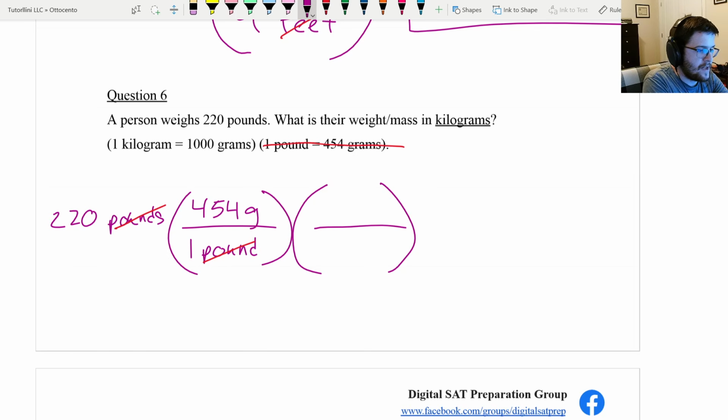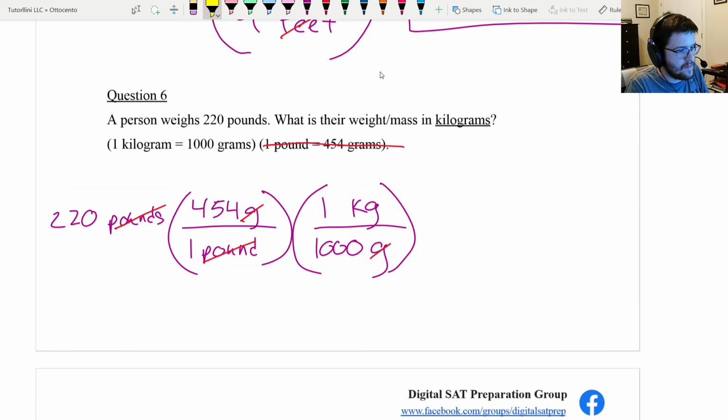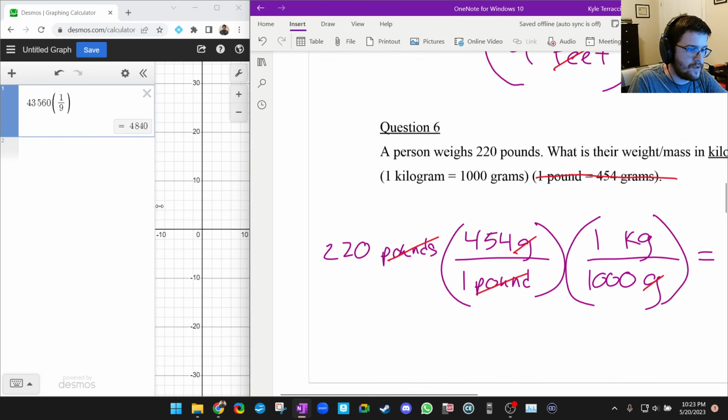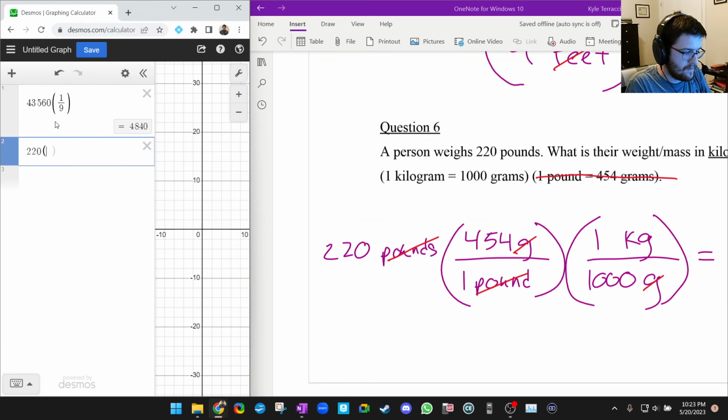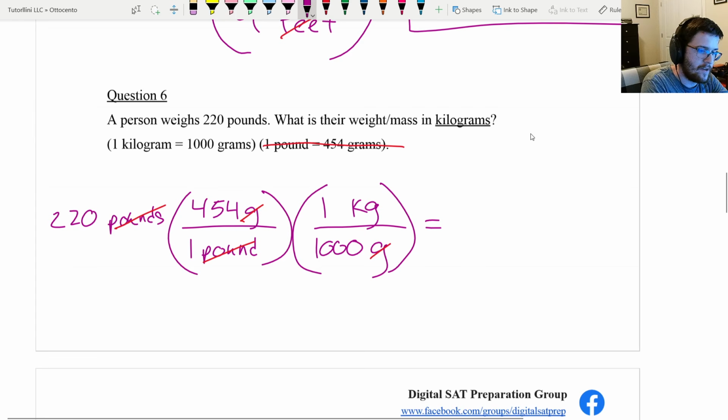And 1 kilogram equals 1,000 grams. So I'm going to put 1,000 grams on the bottom and 1 kilogram, kg, on the top. And grams is the same on both sides, so that cancels. And we're left with kilograms, which is what we want. So now we can go to the calculator and type in 220 times 454 over 1 over 1,000. And we get 99.88 kilograms, or kg.